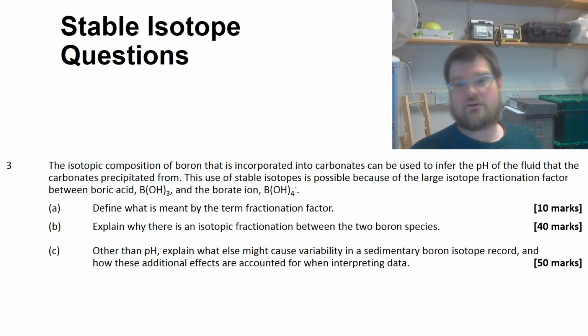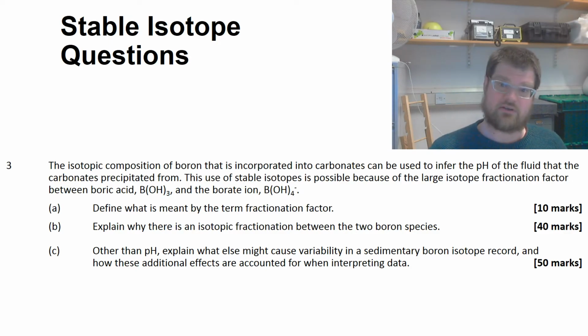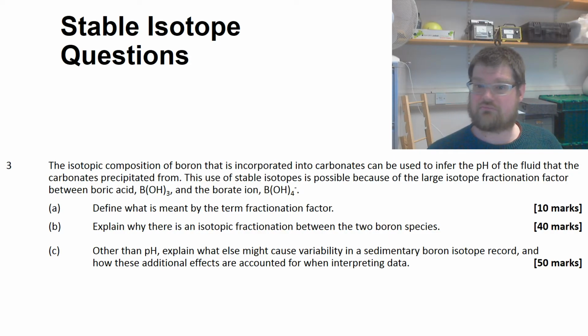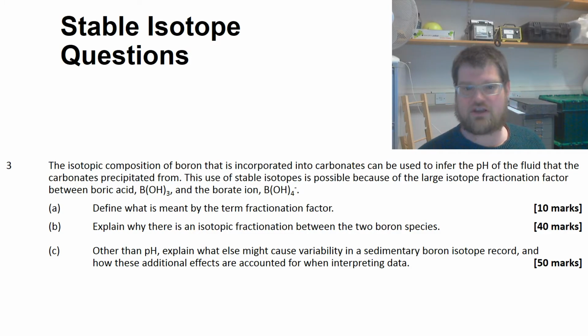Okay, so the next question, question 3, which isn't the next question because there was a question 2, but that's not a question about stable isotopes, so that's not this video. Anyway, there's a lot of text that introduces this question. That is not the question. Basically, all it's saying is that we can use boron isotopes as a proxy for the pH of a fluid from which carbonates precipitate.